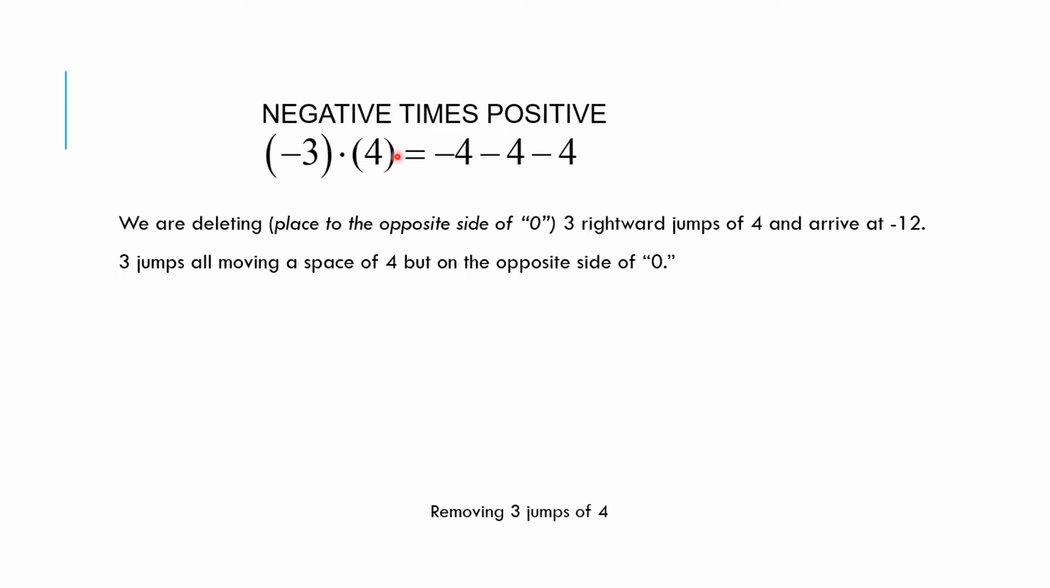All right, what if I now have that negative in my first factor, my jumps factor? This is just like when we were showing with counters, this is where it gets a little bit trickier, but nothing crazy. We read this as the deletion of 3 jumps of positive 4. Just bear with me. When I say deleting, what do I mean by that? I mean I'm going to place my arrows to the opposite side of 0 as I typically would. So I'm deleting 3 rightward jumps of 4.